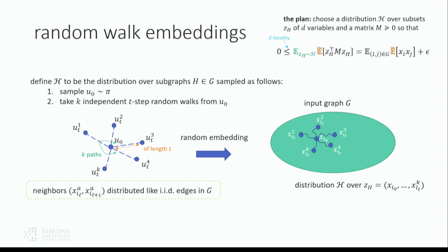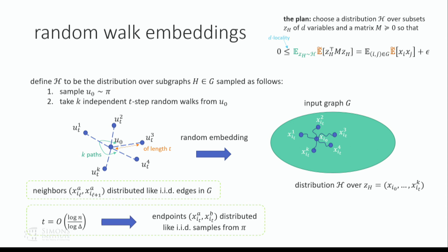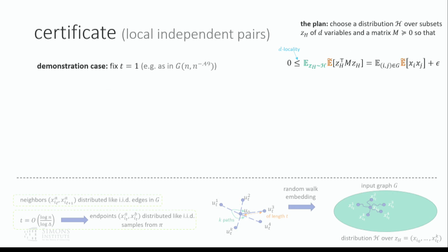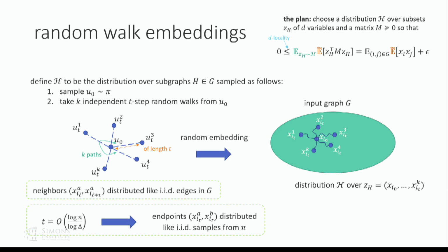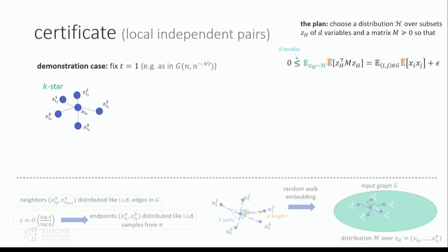Yeah. So the neighbors are going to be distributed like IID edges in the graph, and the embeddings of the endpoints, like u_t1 versus u_t2, are going to be like uniformly random pairs, because I pick t to be large enough so that it's the mixing time for the random walk. Okay. So they'll be like IID samples from the stationary measure. Okay, these are basically the only facts that I'll need.